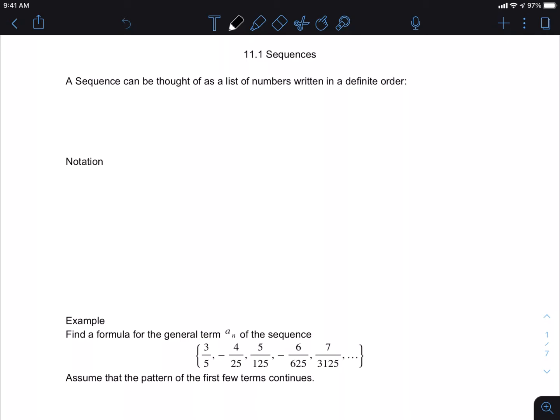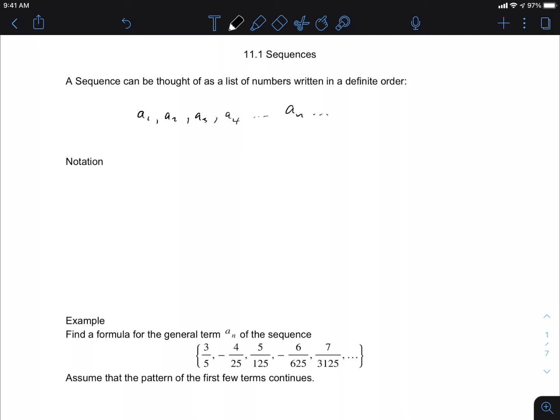So the first thing I want to talk about is a sequence, and basically a sequence can be thought of as a list of numbers that are written in a definite order, so like A sub 1, A sub 2, A sub 3, A sub 4, going to A sub n, and then going on forever, right? There's some notation that we should know about this also that's going to be important.